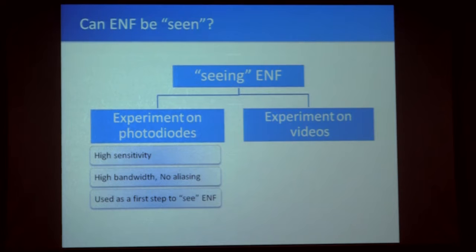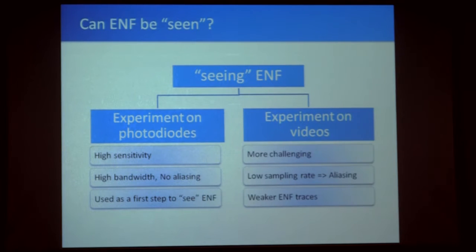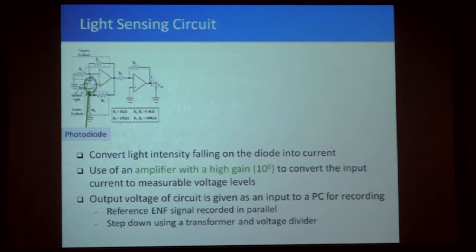So we are looking at the most favorable situation. There's no aliasing at all. We can sample at higher than twice this nominal frequency. And then we'll look at more challenging situations. So this is what we did.